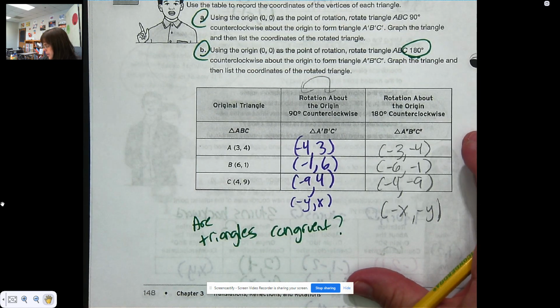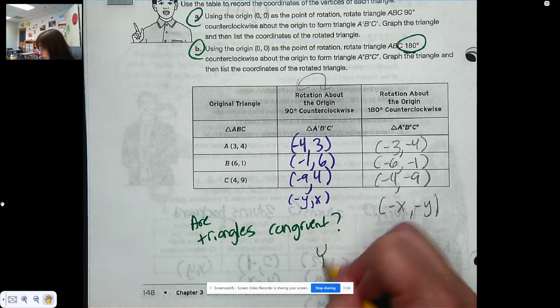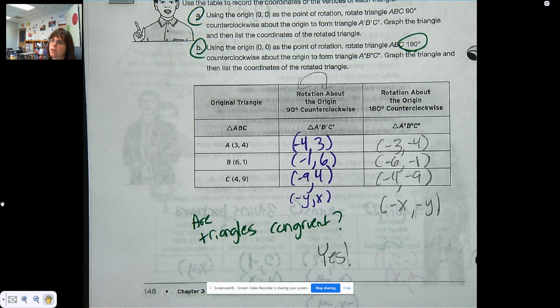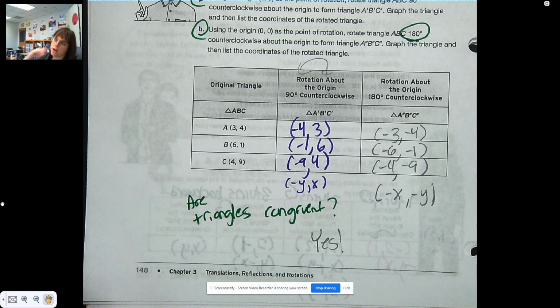And then one more thing I need to make sure, are all triangles congruent? Yes. The only thing that's different about rotations is that they're just orientated a different way, so that they're both facing a different direction. Not a wrong direction, but a different direction.